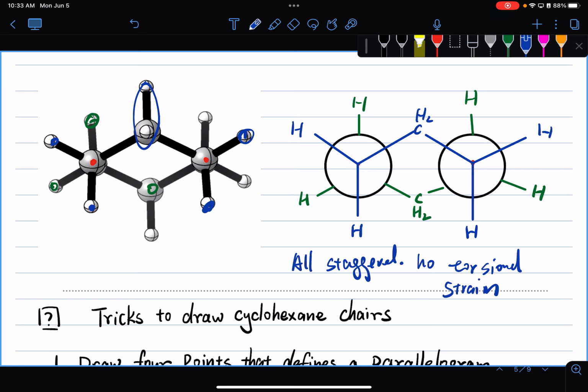All right, so let me put it back to my chair conformation. Let's see. The boat again. All right.